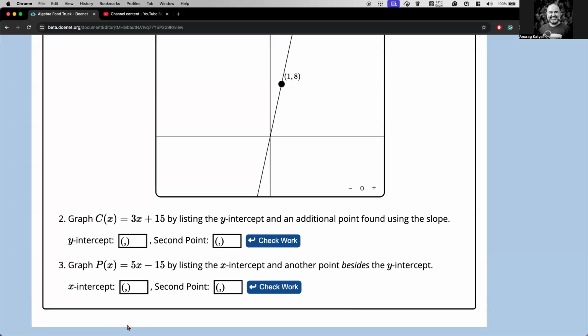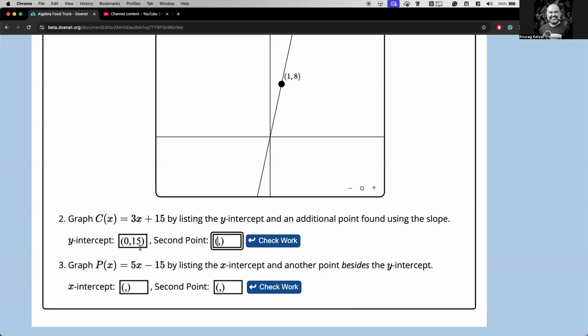So what's the y-intercept here? Something comma something. Can't be 1. Y-intercept is found by setting x equal to 0 and 0 comma 15. Isn't the b value the y-intercept? So that's the y-intercept. I need another point found using the slope. What's the slope of this line? So from here, go up how much? And go right how much?